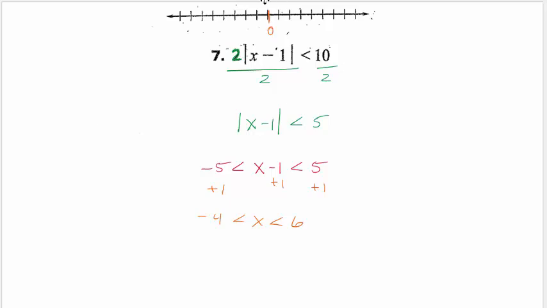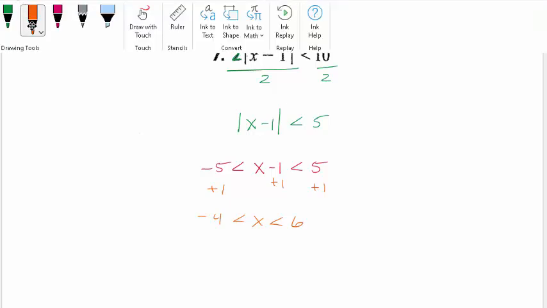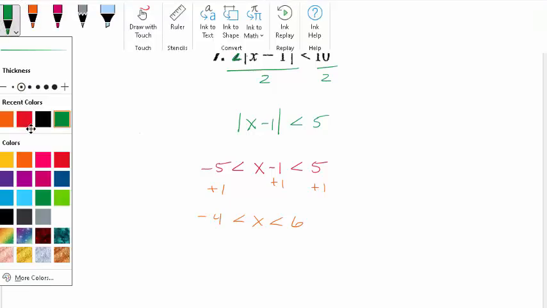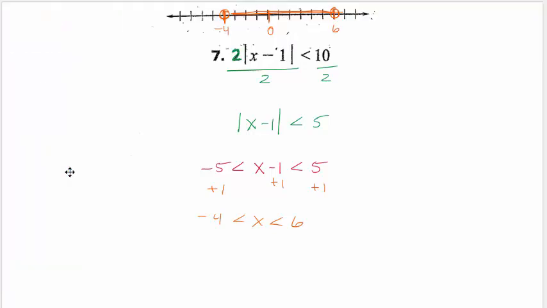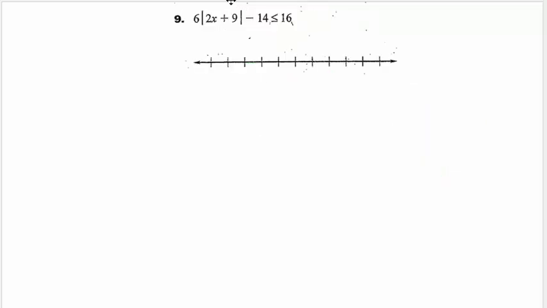So if we do 0 here, 1, 2, 3, 4, 1, 2, 3, 4, 5, 6. All right, and closed circles or open circles? Open, because we don't have the equals part there. So everything between negative 4 and 6. If we wanted to choose a test point, we could choose 0, because it's in there. So 2 times the absolute value of 0 minus 1 is less than 10. 2 times the absolute value of negative 1 is less than 10. So 2 times 1 is less than 10. 2 is less than 10. That's true.